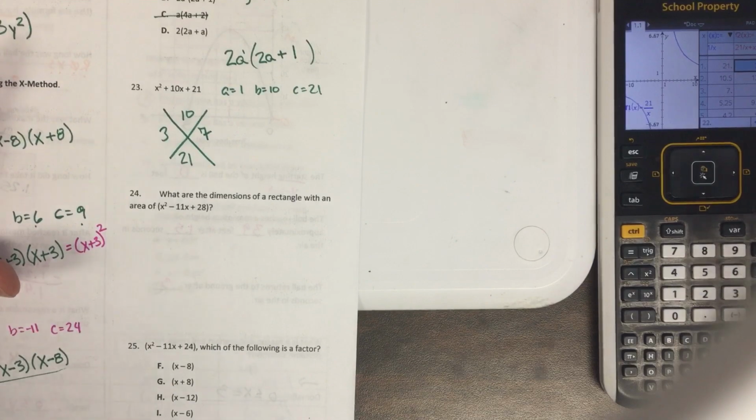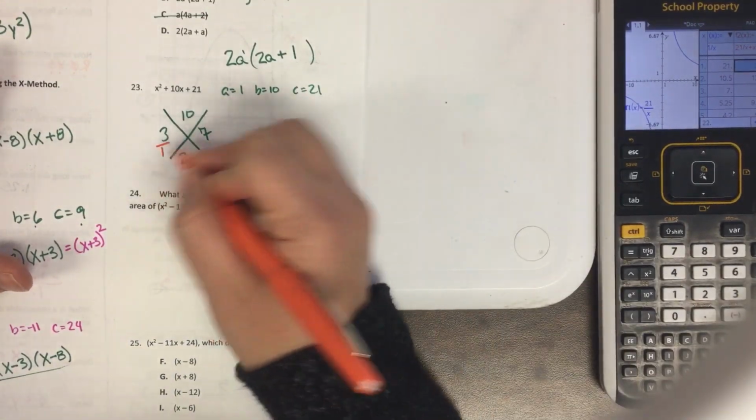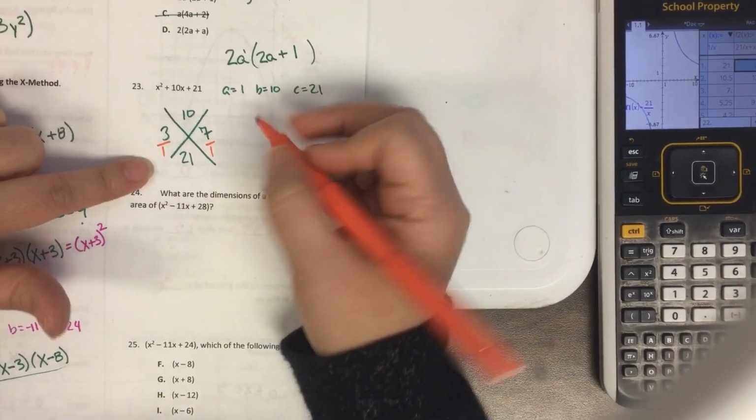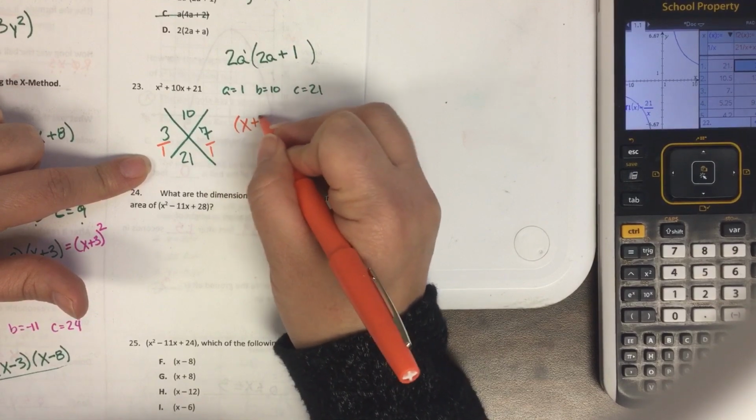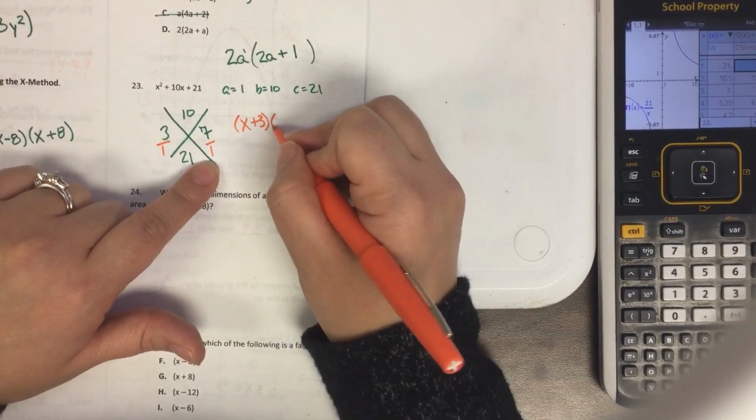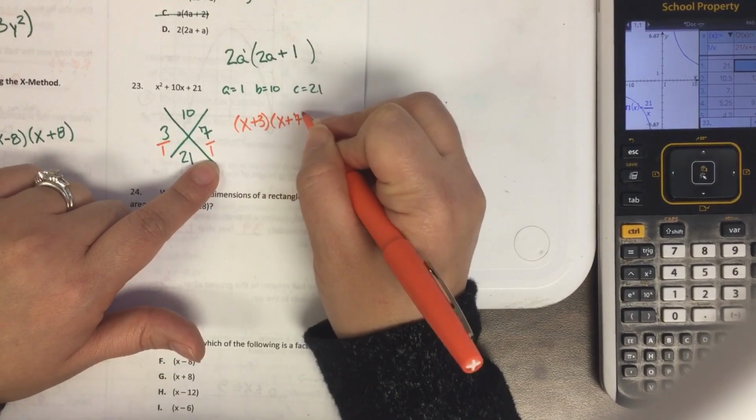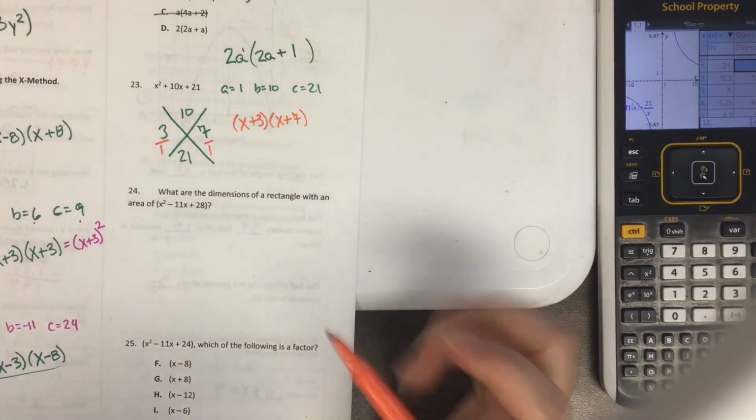Always go back and divide by the a value of 1. 3 divided by 1 is a positive 3. 7 divided by 1 is a positive 7. Okay.